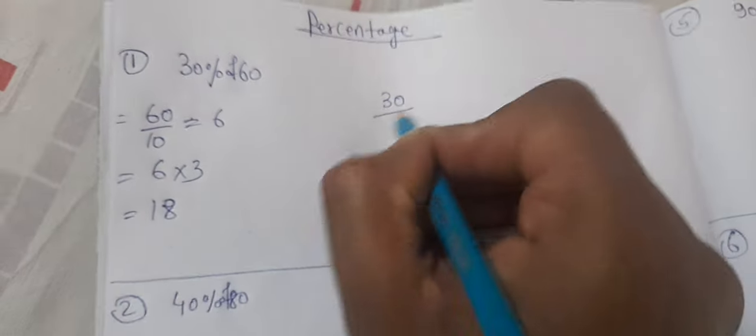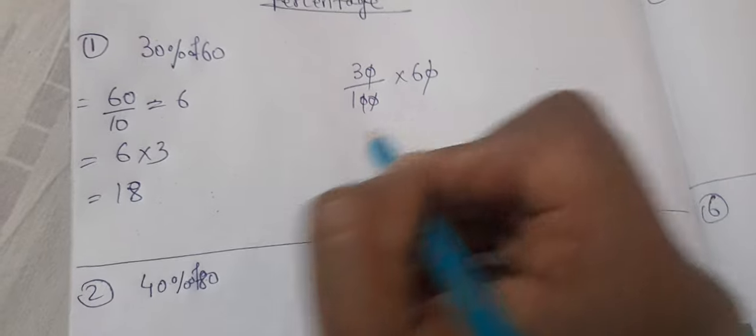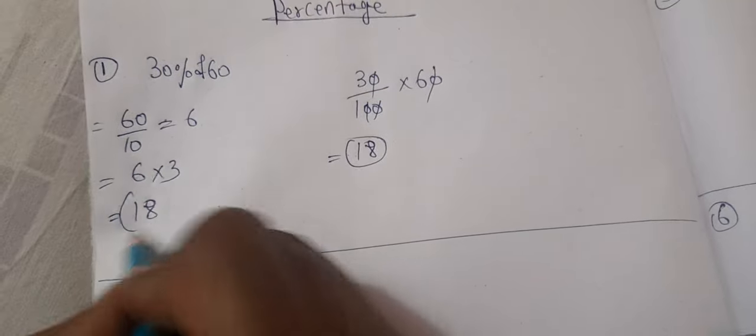Check this through the normal method. See this, 18 comes.